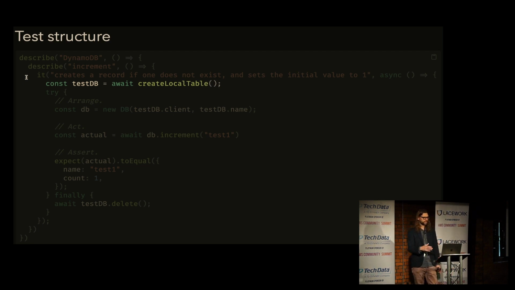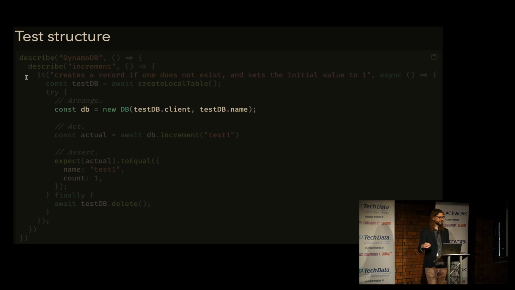And the tests for this follow a pretty similar pattern of creating that local table, and then the create local table function returns both a DynamoDB client that's been configured to use the local database and also the name of that table. So that finally, at the end of that, we can destroy the database table that we've made and clean up the test. So that means every test gets its own DynamoDB table. So you can be sure that tests are not affecting the outcome of other tests.